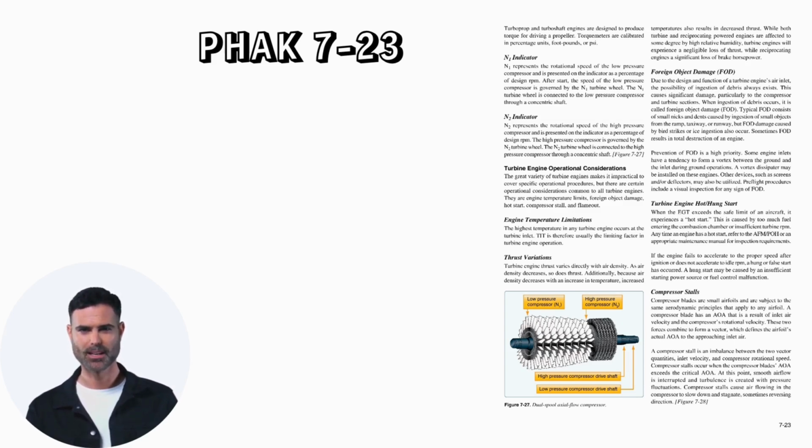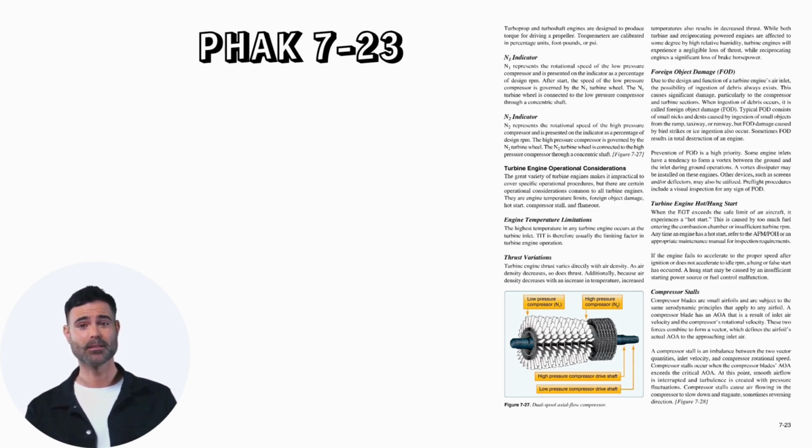A compressor blade has an AOA that is a result of inlet air velocity and the compressor's rotational velocity. These two forces combine to form a vector, which defines the airfoil's actual AOA to the approaching inlet air. A compressor stall is an imbalance between the two vector quantities, inlet velocity and compressor rotational speed. Compressor stalls occur when the compressor blade's AOA exceeds the critical AOA.